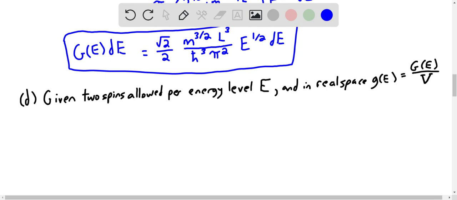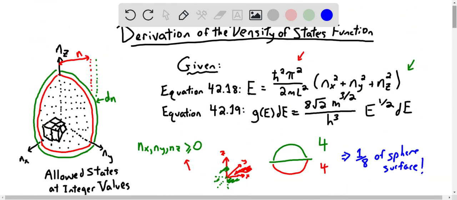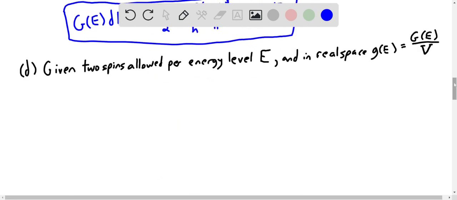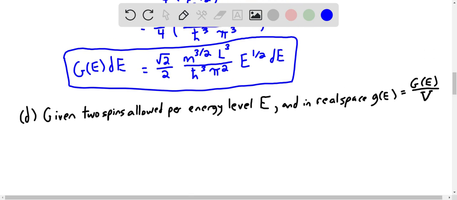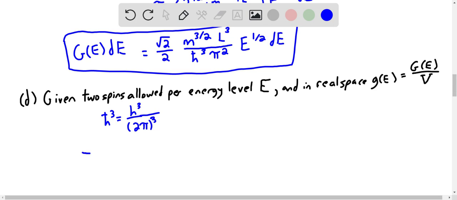So let's see, equation 42.9, notice that it isn't in terms of h bar, it's in terms of h. So we have to do that conversion first. So let's take this equation and convert it out of reduced Planck's constant and turn it into just Planck's constant. So h bar cubed is h cubed over 2 pi cubed. So let's see, that's the equation we have right here. So I won't rewrite it.